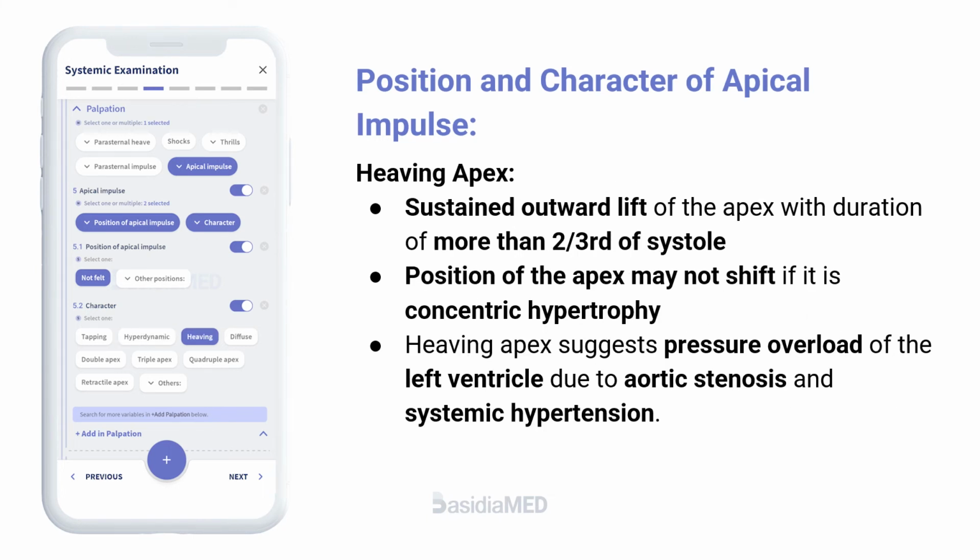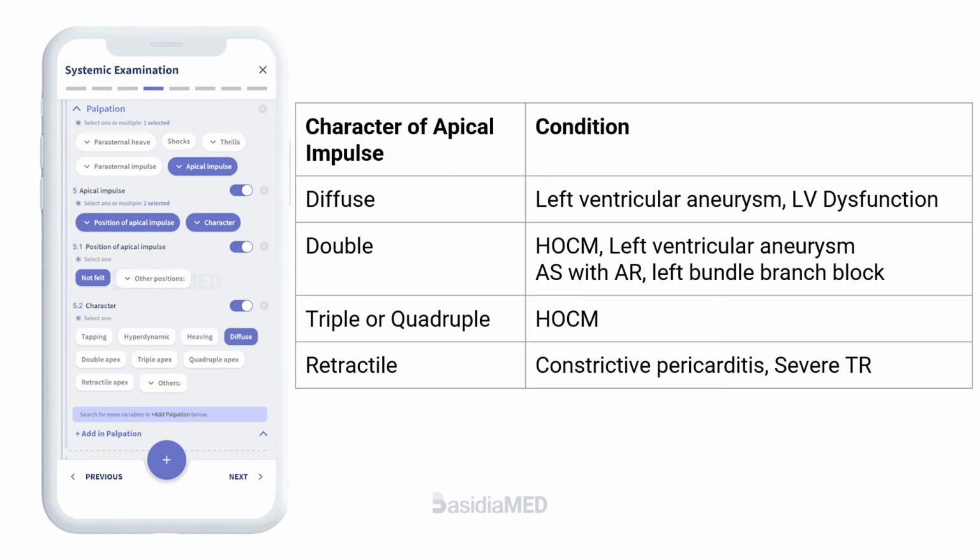Heaving apex. Sustained outward lift of the apex, with duration of more than 2/3 of systole. Position of the apex may not shift if it is concentric hypertrophy. Heaving apex suggests pressure overload of the left ventricle due to aortic stenosis and systemic hypertension. A diffuse apex beat is seen in left ventricular aneurysm and dysfunction.